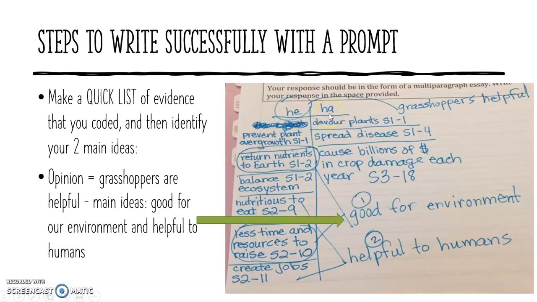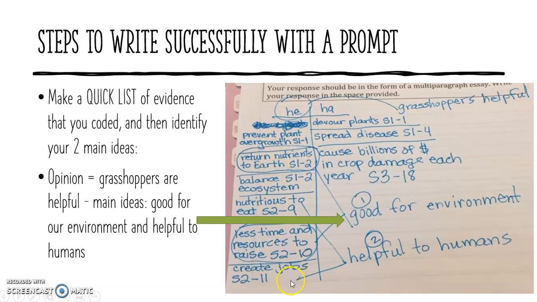Why didn't I choose harmful? Because look at what I collected. To me, this is not strong enough to support that grasshoppers are harmful. So I decided to go with helpful, and I even circled helpful, and I put over here "grasshoppers helpful" for my brain so I remember.